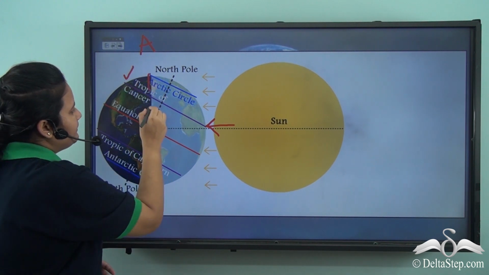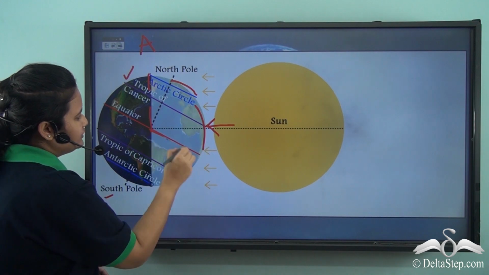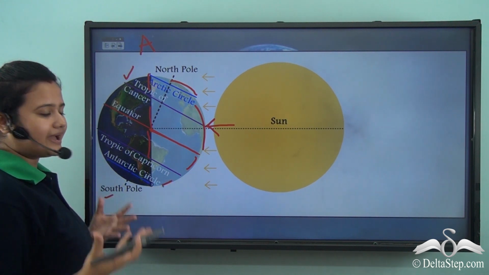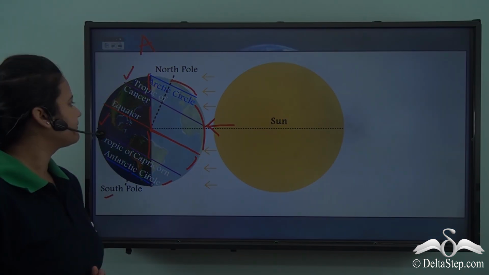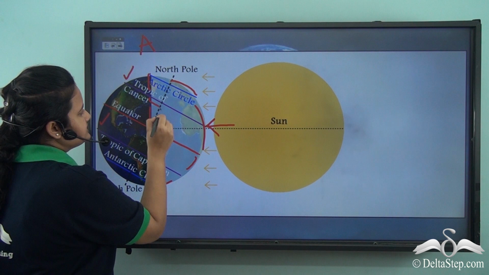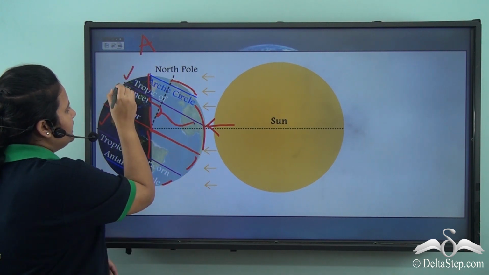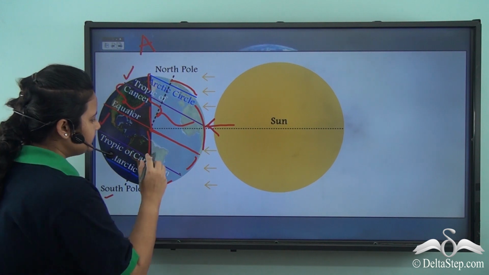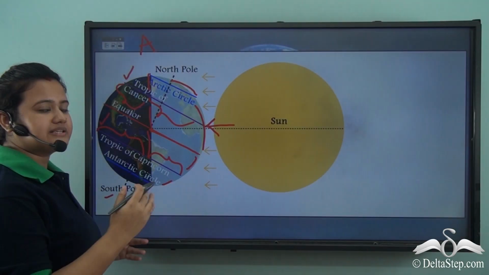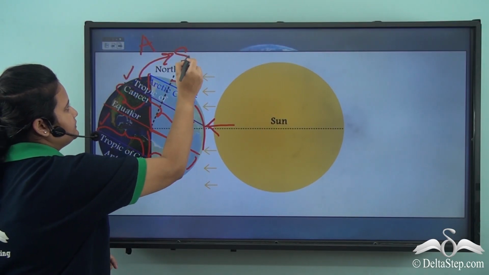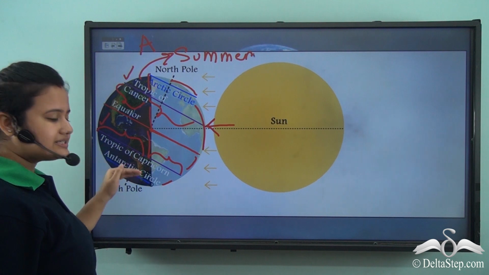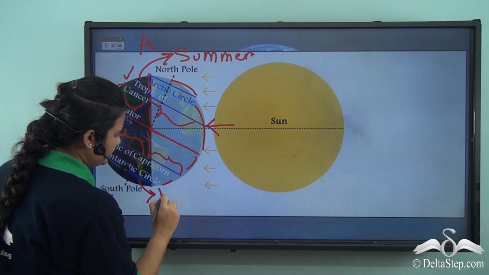So the maximum part of the northern hemisphere receives light from the sun, while a small portion of the southern hemisphere receives light from the sun, while the maximum of it is in darkness. Also, the duration of day and night varies. This is to say that the days are longer in the northern hemisphere while nights are shorter. On the contrary, the days are shorter in the southern hemisphere while nights are longer. So places lying to the north of the equator experience summer, while places lying to the south of the equator experience winter.